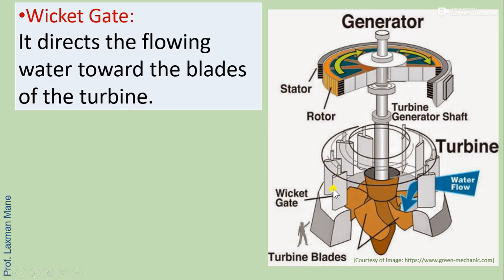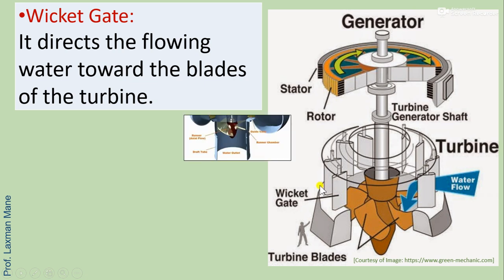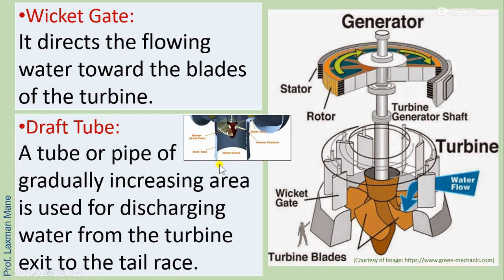Wicket gate. So here in this image we can see these are the vanes or blades which are fixed outer side of the runner, which direct the flowing water toward the blades of the turbine. It also controls the flow rate by movement of these blades about the pivot. Draft tube is a pipe of gradually increasing area which is used for discharging water from the turbine exit to the tail race.